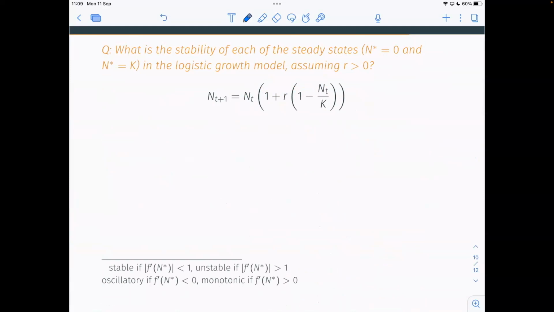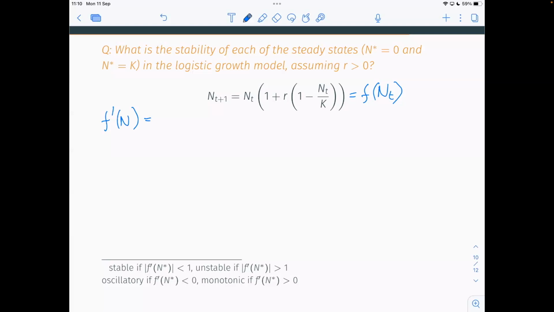Okay, so let's think about what is the stability of each of our steady states. I'll work through this with you guys, okay? So we're going to call this function here our little f of n_t, what we had to start with. And recall what we need to do is find the derivative of f with respect to n. So if we find this to start with, afterwards we can substitute in our n stars, okay? So we find the general form.